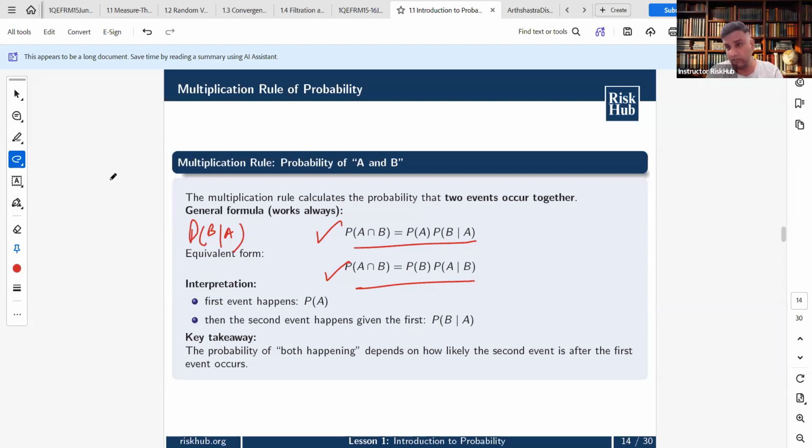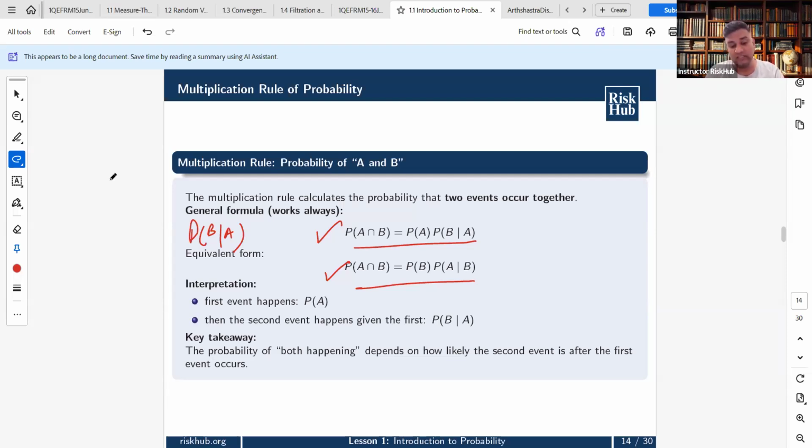Imagine the probability of rain tomorrow is 30%. If rain occurs, the probability of traffic is 80%. Therefore, the probability of rain intersection traffic is 0.3 times 0.8, equal to 0.24, or 24%. From the quant finance perspective, suppose A is recession and B is stock market crash.